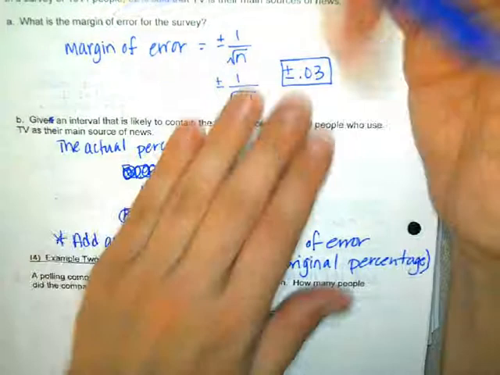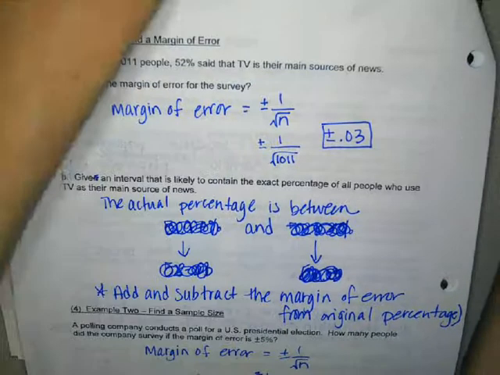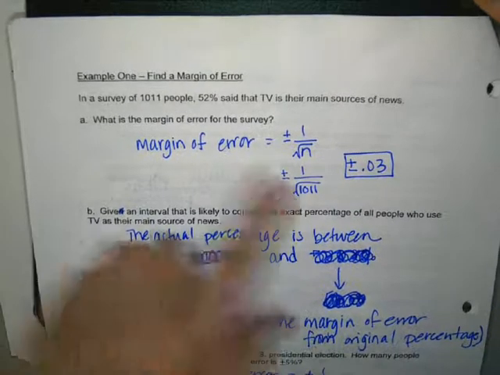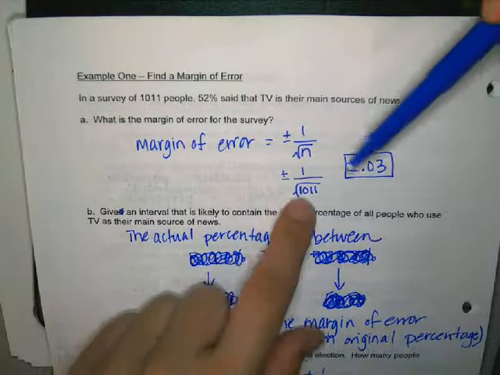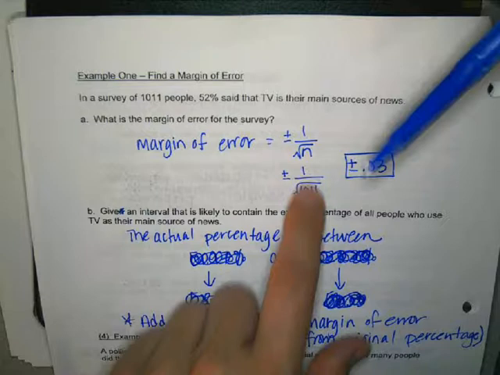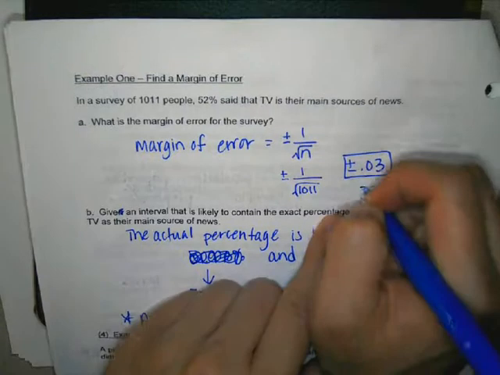Alright, so in this case, you did a survey of 1,011 people. 52% said that TV is their main source of news. So to find the margin of error, we have to take 1,011, because that's how many people we surveyed, and plug it in for n. And then when I plug it in for n, I punch it out, and I get plus or minus 0.03. But if you're talking percentage, we have to write that as plus or minus 3%.